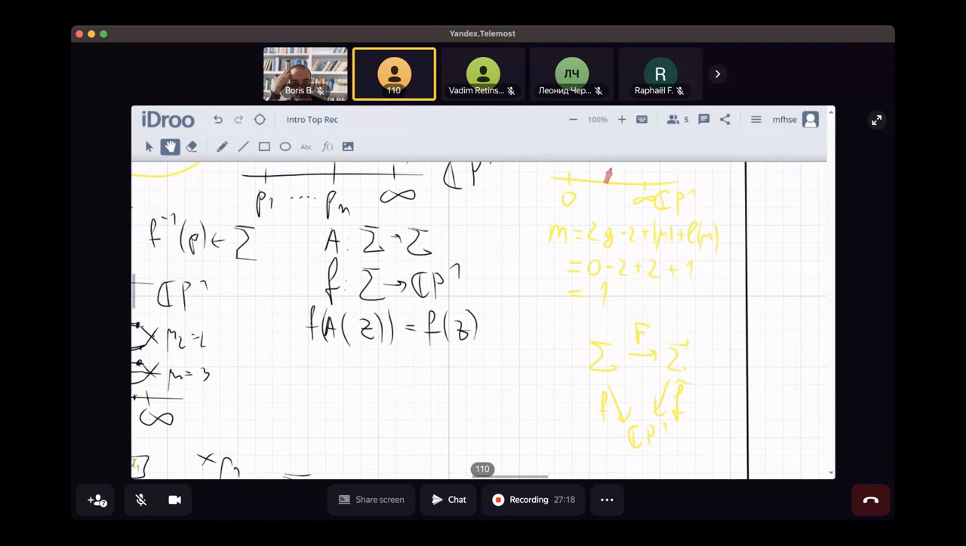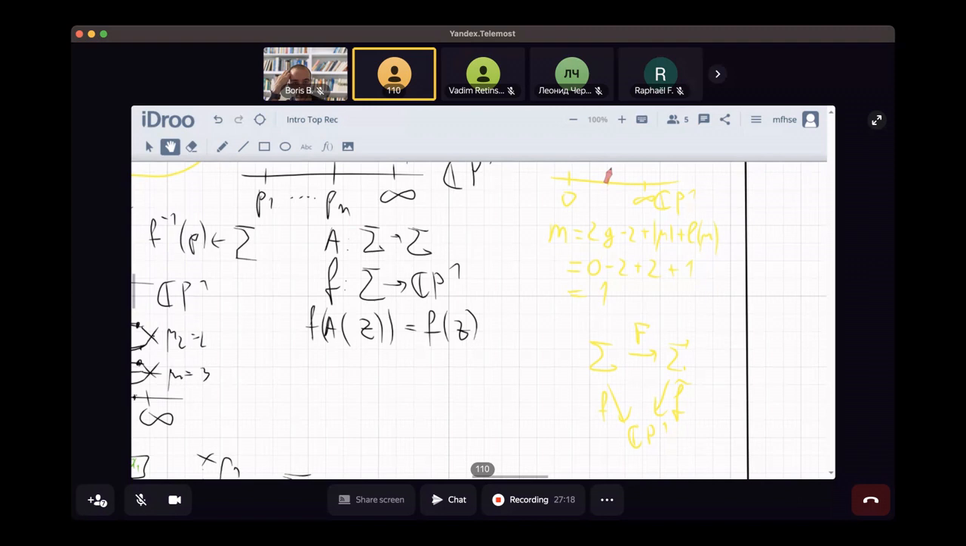Okay, so we want to find such a triangle where, for example, sigma prime is CP1. In our case, they're both sigma. And f is just a homeomorphism, right? F is a homeomorphism.